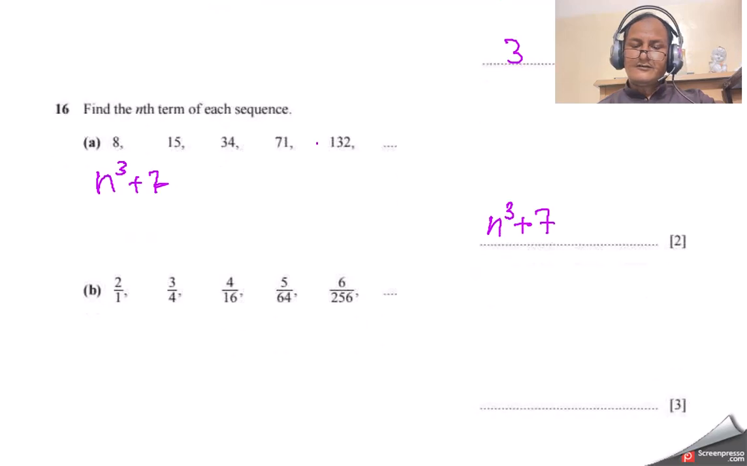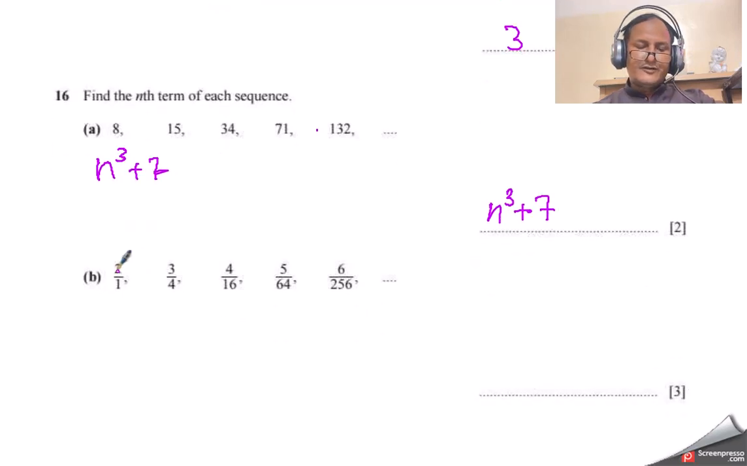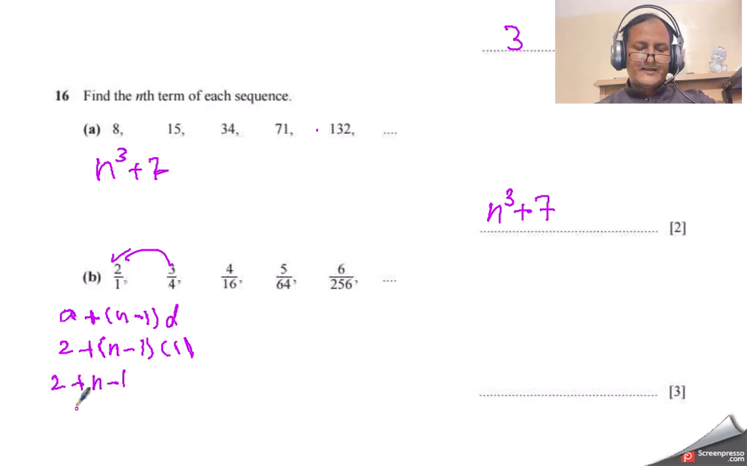Now for the numerator, for example 2, 3, 4, 5, we have the formula a plus (n minus 1) times d. Here a is 2, so 2 plus (n minus 1), and the difference is 1, since 2 and 3 differ by 1. When we open the brackets, we have n plus 1 in the numerator. For the denominator, if we check, it is a multiple of 4, and it is a common ratio.